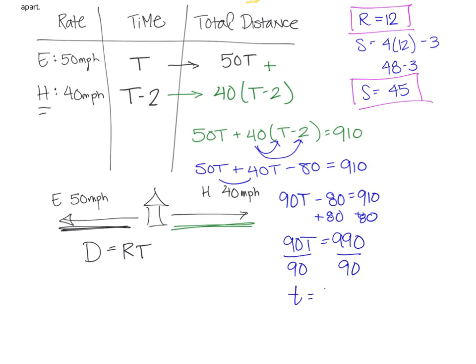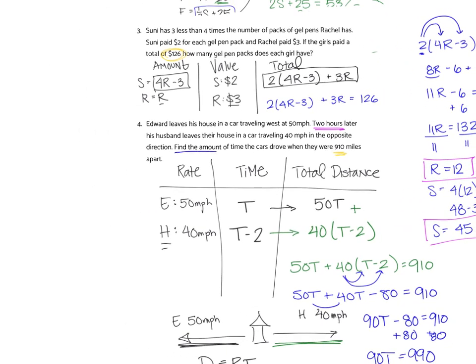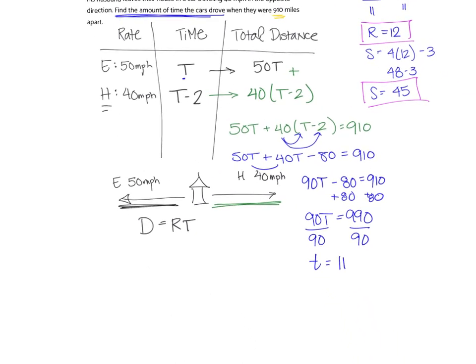t equals 11. And so just to make sure I'm answering the right question, I'm going to go back and it says find the amount of time the cars drove. So remember, t was the amount of time that Edward drove. So Edward drove for 11 hours and the husband drove for 2 hours less, so he drove for 9 hours.